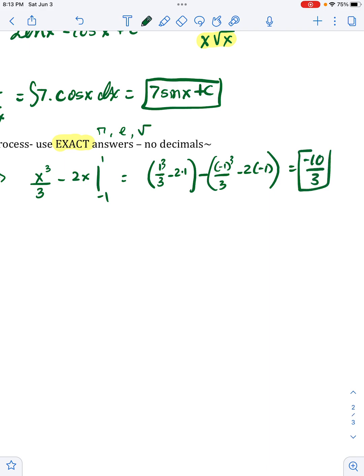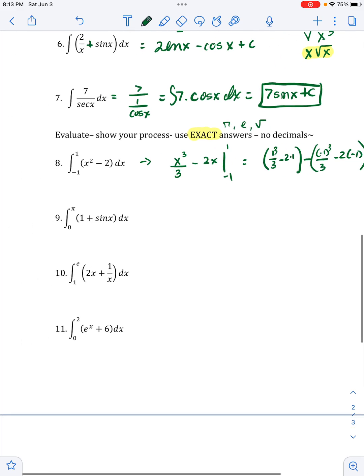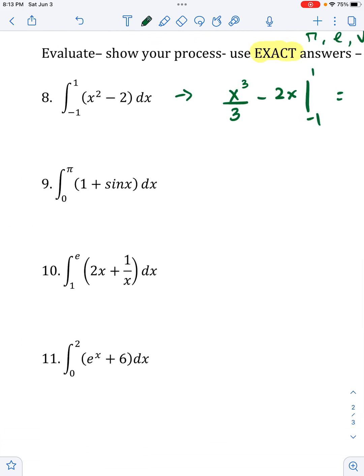This comes out to be -10/3. Okay, so here, the antiderivative of 1 would have been x. The antiderivative of a positive sine would have been a negative cosine. We have an upper limit of pi and a lower limit of 0.